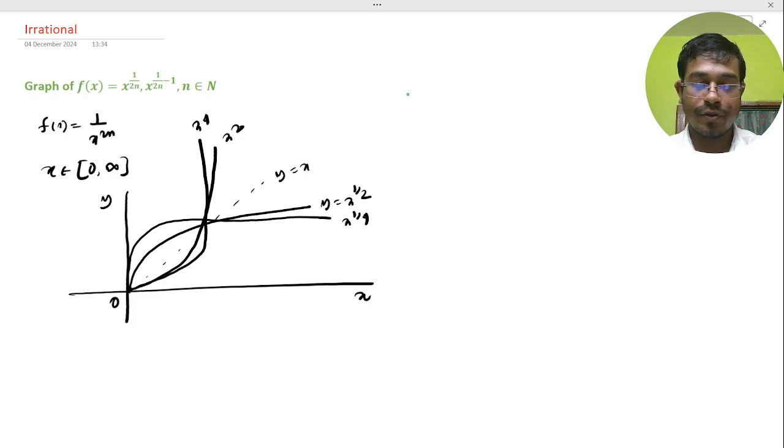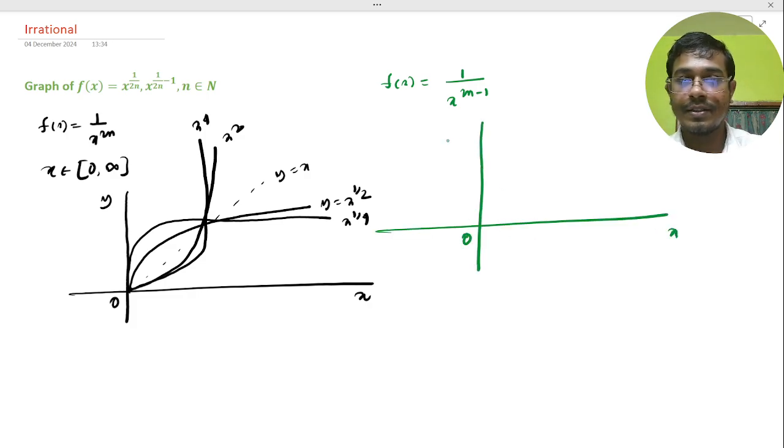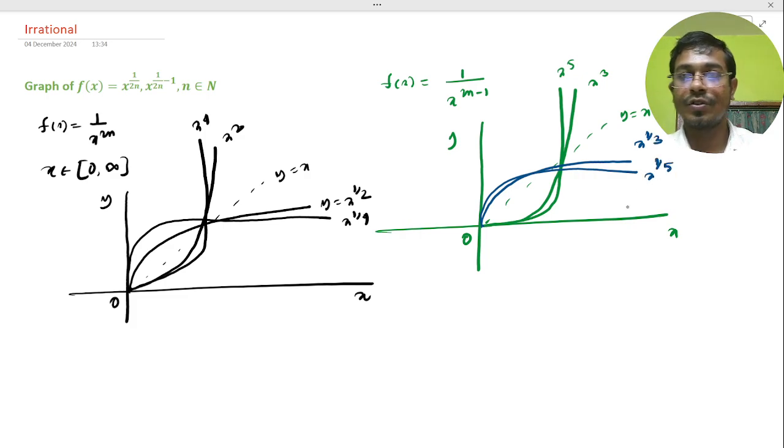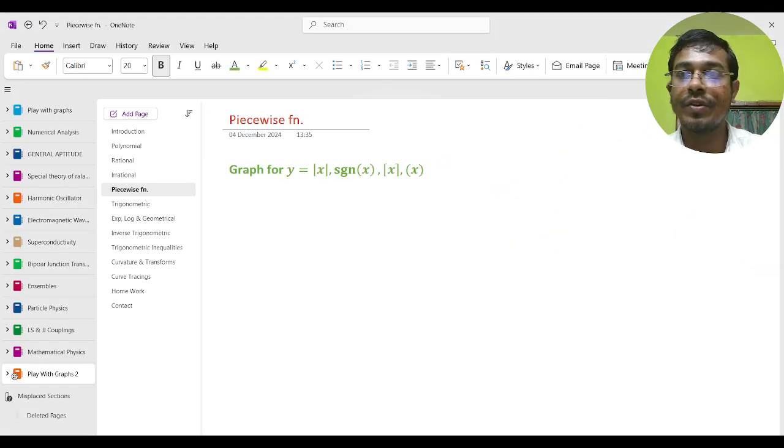We just derive and calculate for a short interval, f(x) is basically x to the power 1 by 2n minus 1, basically the odd functions. So we have the origin, the x axis and the y axis. This is basically passing through the origin, and this one is x cube, x to the power 5, and the other one is x to the power 1/3, x to the power 1/5. So dot dot dot, x to the power 1 by 2n minus 1. So go ahead to our next topic, the piecewise functions.